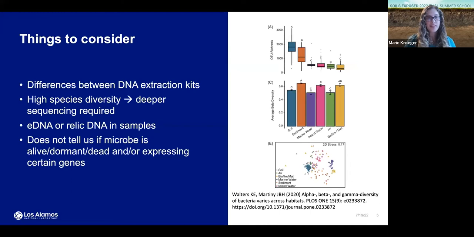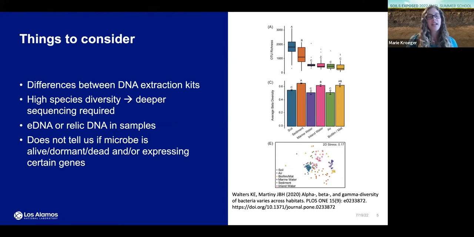So, things to consider. One thing, which is sort of a pet peeve of mine, so sorry if I get on my soapbox for a second, is differences between DNA extraction kits. When you're planning your experiments and going to take DNA from your soil samples, it's really important to think ahead about the fact that there are different biases associated with DNA extraction kits. You can go into the literature and find a lot more detail about this, but it's important to plan ahead and make sure you're using the same kit across your different soil samples.